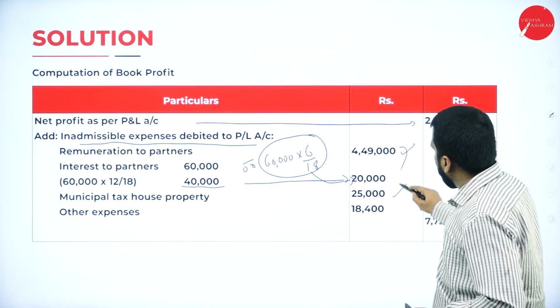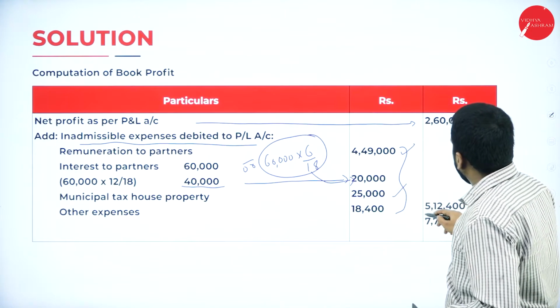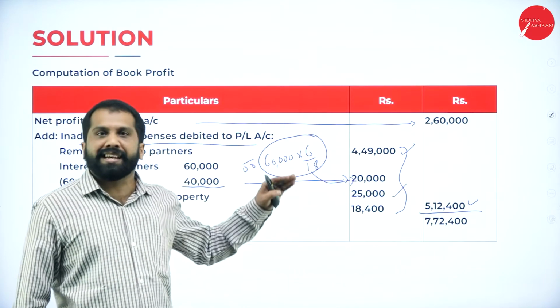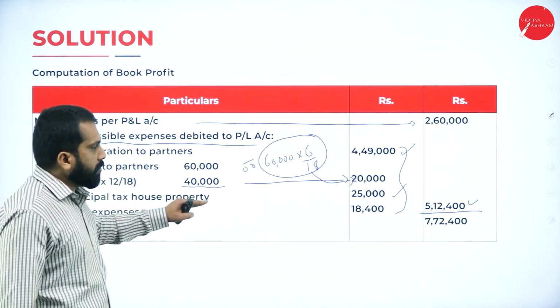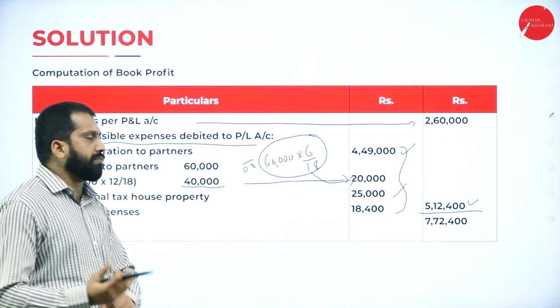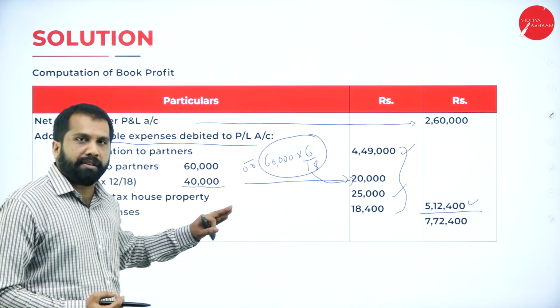18,400. Add all this, 5,12,000, total is 7,72,000. Net profit plus inadmissible expenses, all put together 7,72,400. Hope now we are clear with this concept. Hope you are clear. Yes.